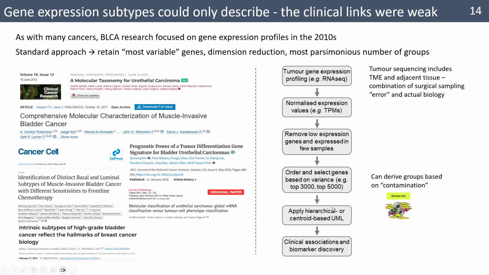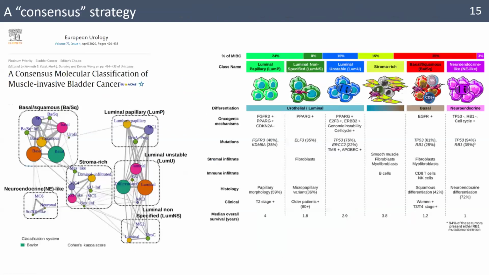And then you can try and use these genes with high variance to find subgroups, and then you try and hopefully link these to markers in the clinic, but that is often very, very difficult to do. Now, to get past all of these issues that we had with multiple different classification systems, in 2020 there was a consensus strategy brought together. And you can see in this plot on the left, the different colors represent different strategies for grouping tumors together. And essentially, shared features we use to bring these labels together to make a single consensus classifier. And that's the colors that you'll see on the right-hand side.